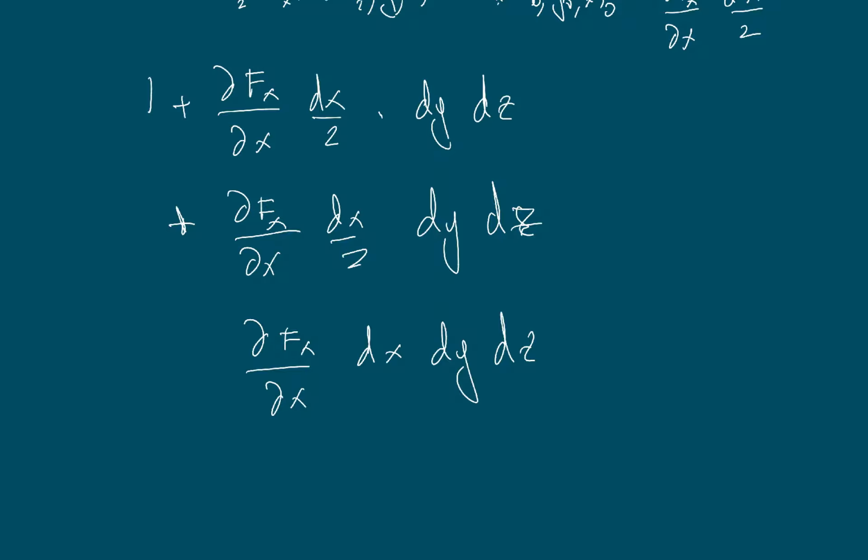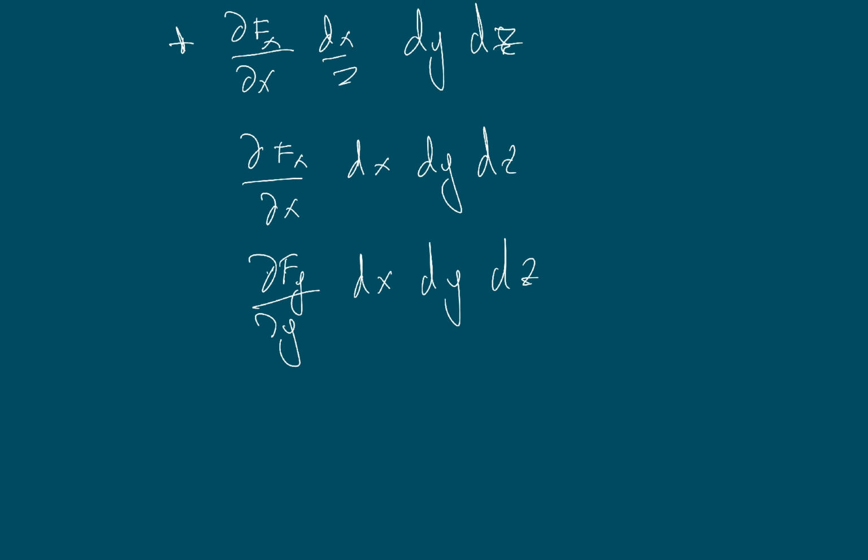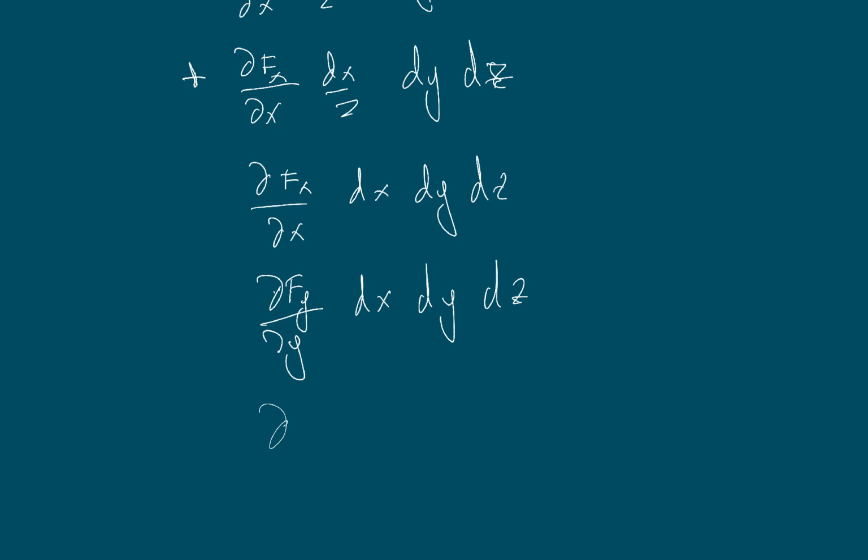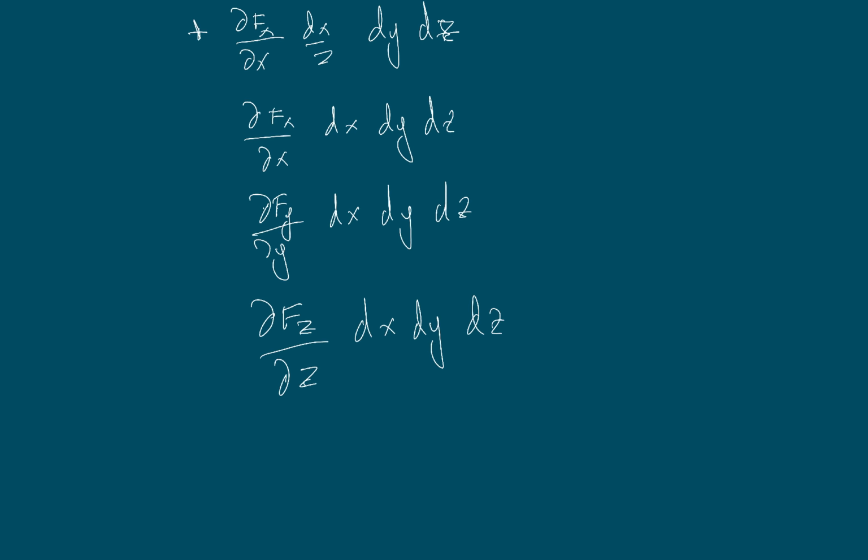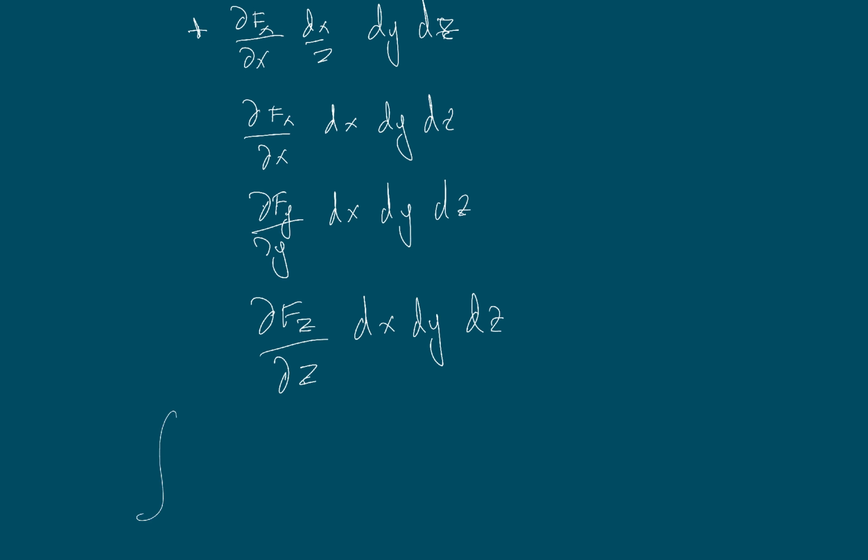If I consider the other two sides and the other two sides, there are 6 sides on the cube, it will appear the partial derivative of f sub y with respect to y by dx, dy, dz. And if I consider the other two sides, it will appear this expression, partial derivative of f with respect to z, dx, dy, dz.